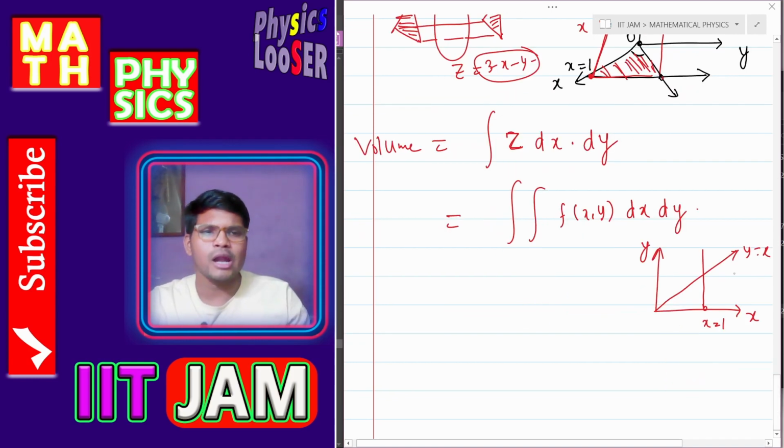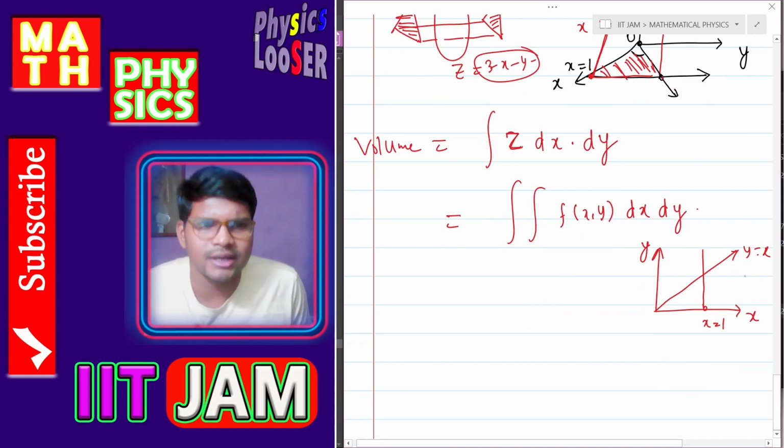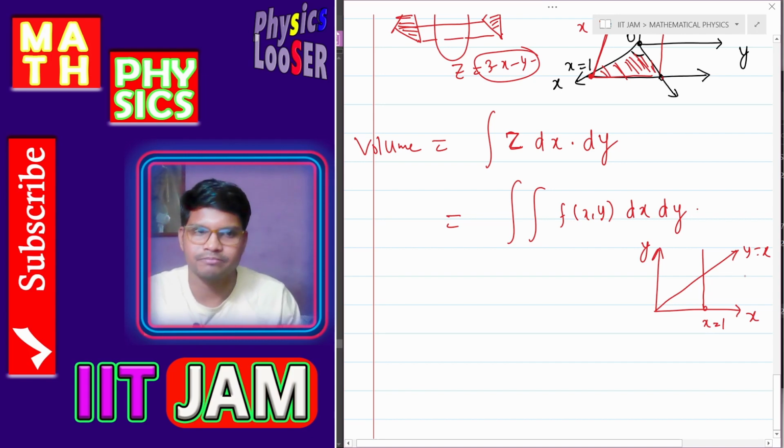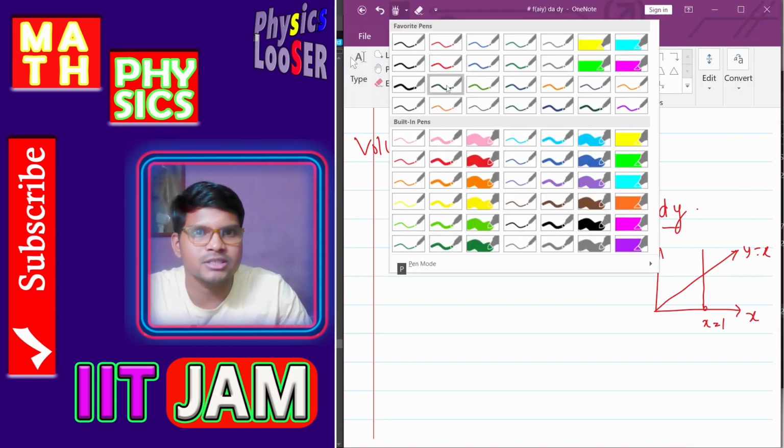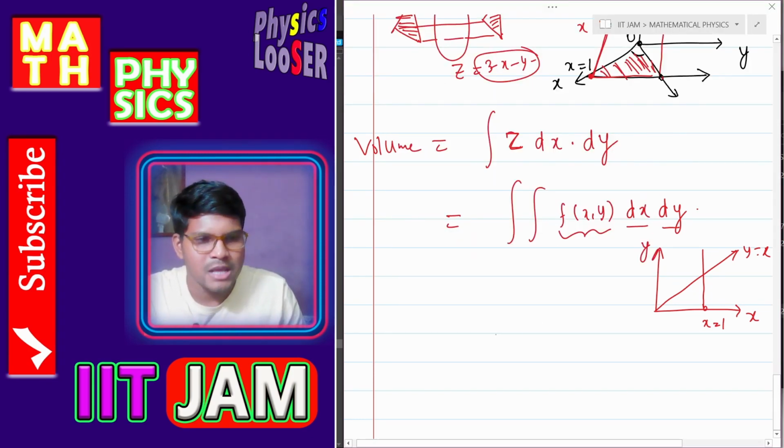Now what we require over here is how the limit is going to vary. Understood? They have already given you f(x, y) dx dy, but how can we choose the limits? This is a very interesting problem, because there are two curves intersecting over here. The two curves are y is equal to x and x is equal to 1.